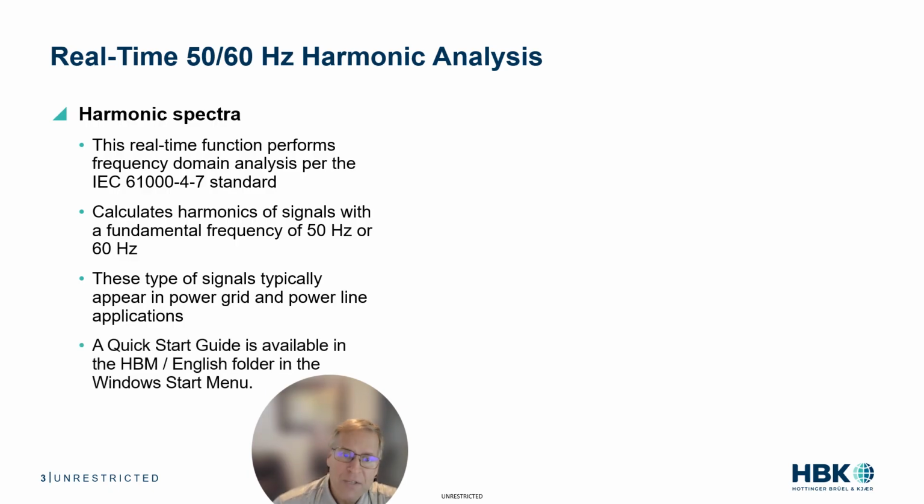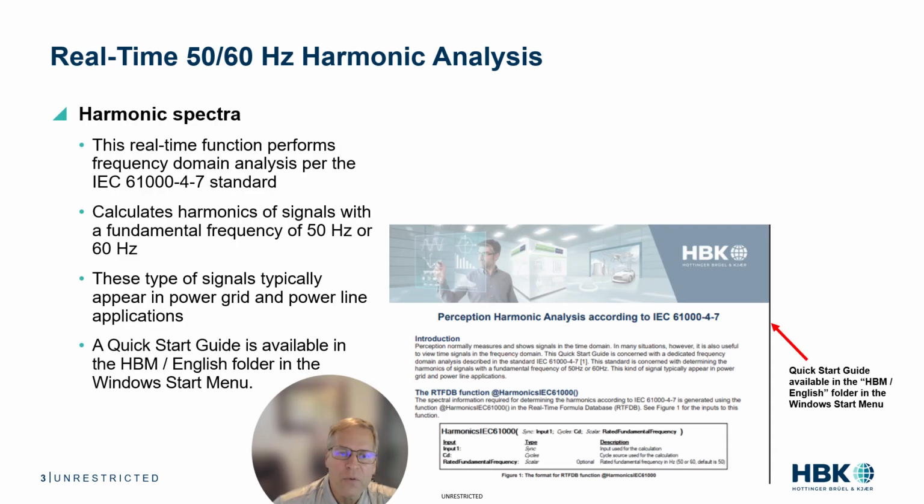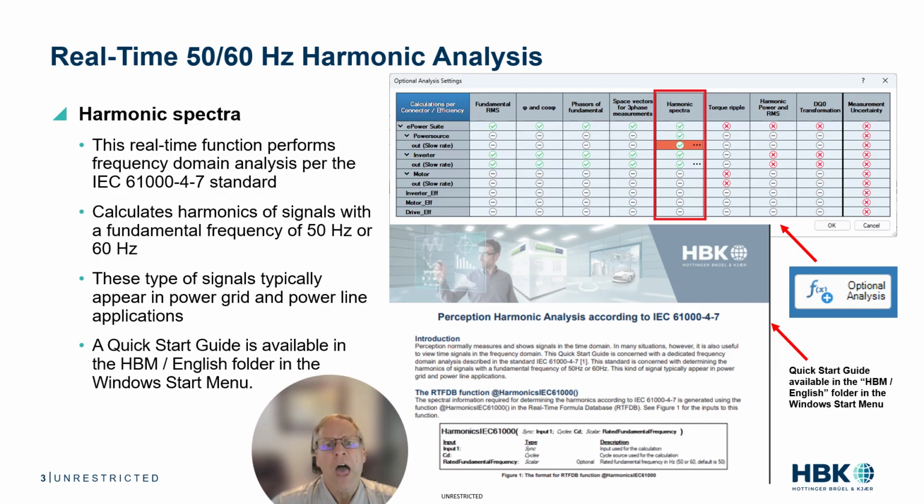There's a quick start guide available in the HBM English folder in the Windows Start menu. To enable this automated analysis function, you can click on the Optional Analysis button on the main eDrive suite control panel, and then select Harmonic Spectra to enable the function.